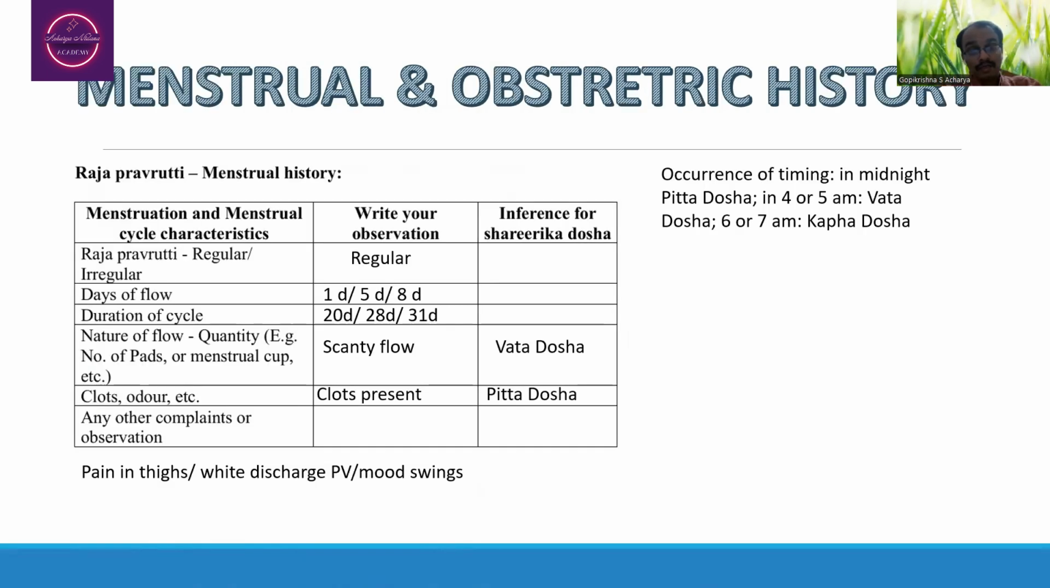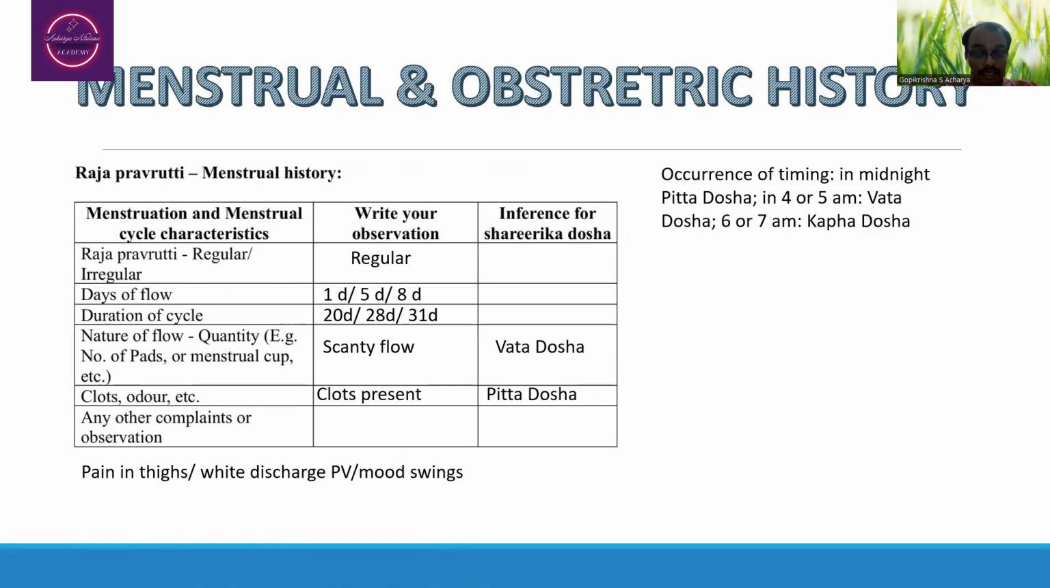Regarding the history taking of a menstrual and obstetric history in case of the interaction with the female patients, that should be recorded. Regarding the menstrual history as such, that means whether the lady is having regular or irregular menstruation.